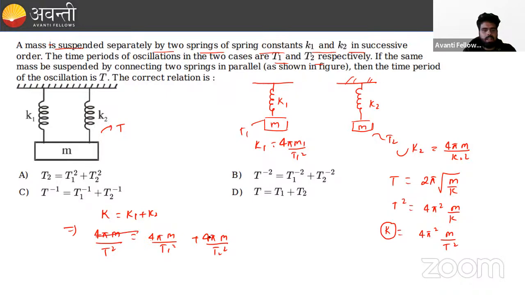So here 4 pi square m is cancelled out, giving 1 upon T square equals 1 upon T1 square plus 1 upon T2 square. After solving this, we can say T raised to power minus 2 equals T1 raised to power minus 2 plus T2 raised to power minus 2. Option B is the right one. Let's move to the next problem.